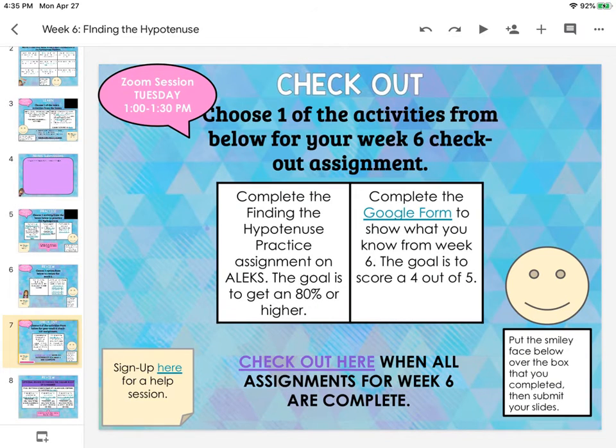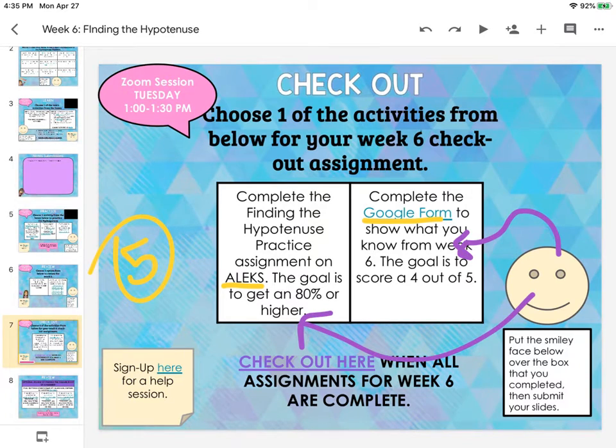So for the checkout, you have your choice. You can do an Alex assignment, or you could do a Google form. Both are only 5 checkout questions. So go ahead and decide, and then take the smiley face and put it over whichever one you're going to work on. I'll show you both right now.